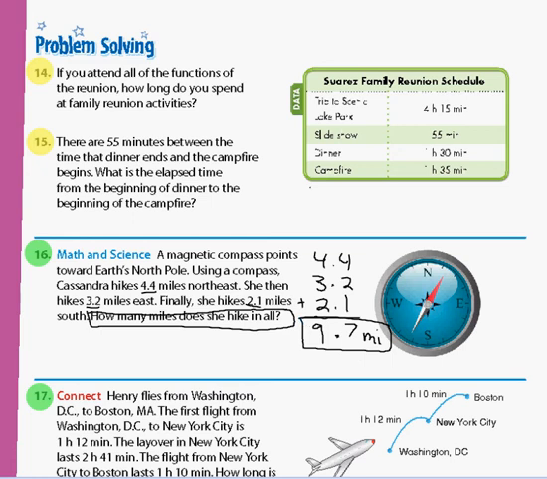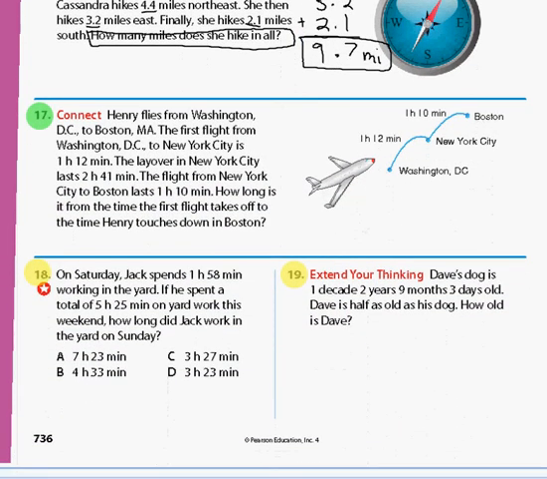Okay, let's scoot down a little bit. Looking at problem 18. Okay, on problem 18. Henry flies from Washington, D.C. to Boston, Massachusetts. The first flight from Washington, D.C. to New York City is 1 hour, 12 minutes. The layover in New York City lasts for 2 hours and 41 minutes. The flight from New York City to Boston lasts 1 hour and 10 minutes. How long is it from the time the first flight takes off to the time Henry touches down in Boston?